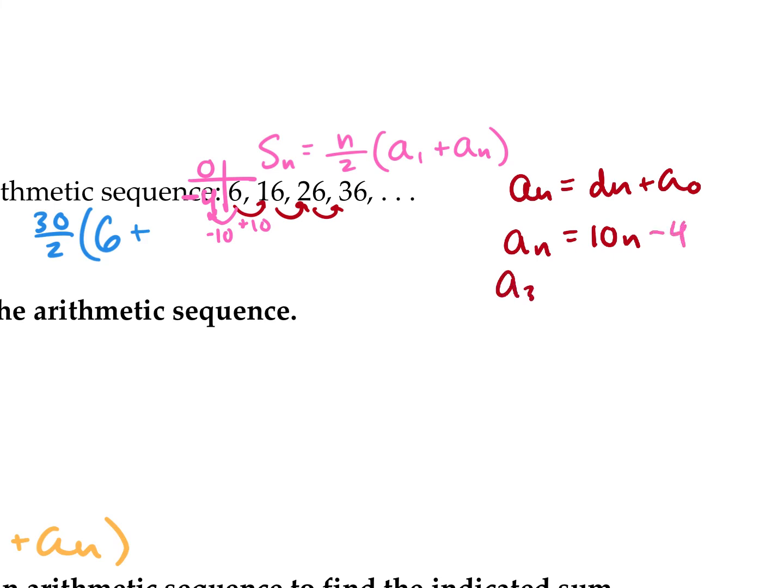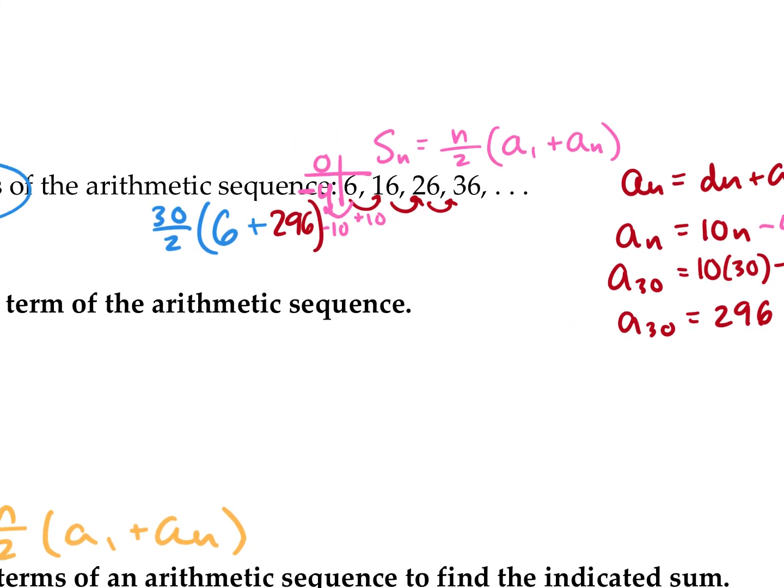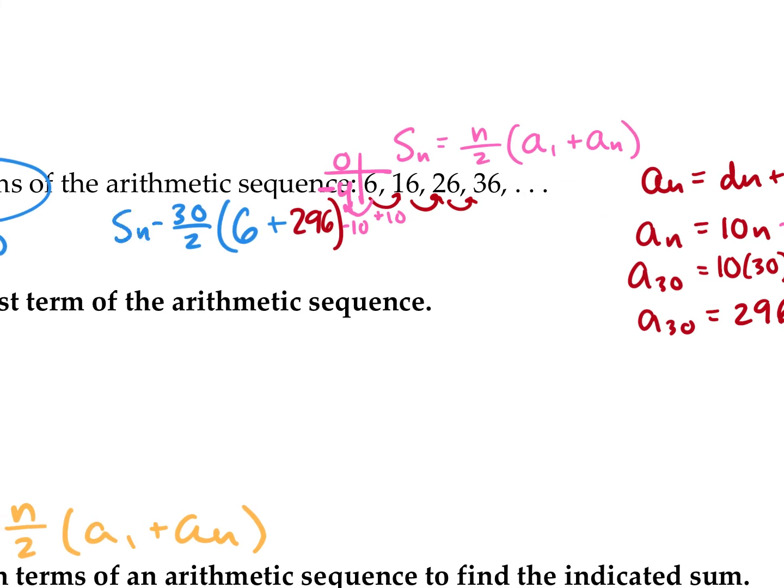So then to find my 30th term, I plug in 30. So 10 times 30 minus 4. So this would be 296. And then we just put this into our calculator. So be careful when putting it in the calculator. It would be 15 times 302. What do we get? 4,530.